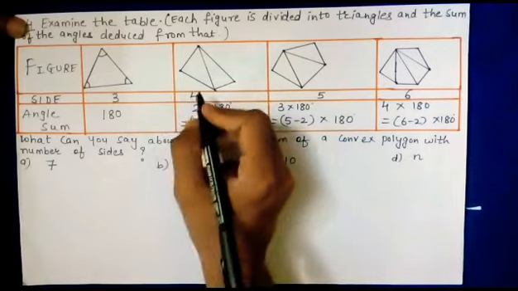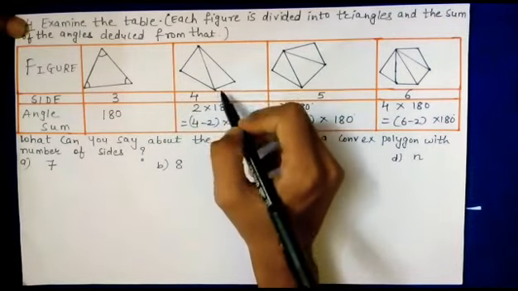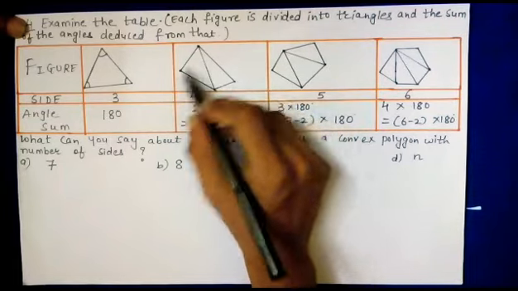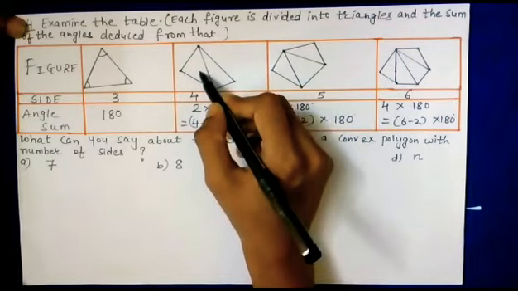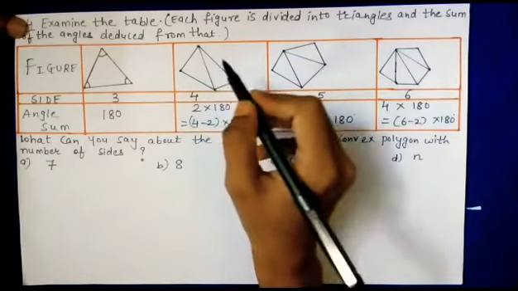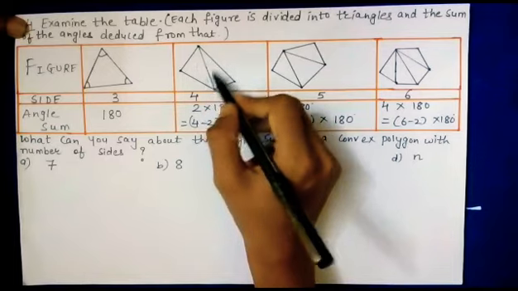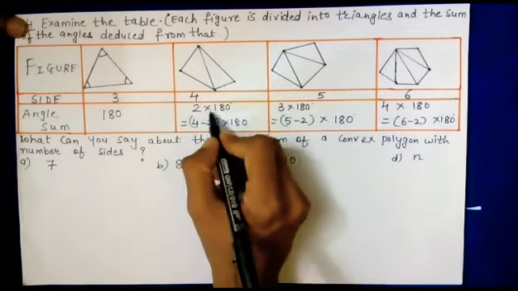Now next polygon is having how many sides? 1, 2, 3 and 4 sides. There are total 4 sides of this polygon. Now this polygon is divided into 2 triangles. So there are total 2 triangles. So what will be the total of all the angles of this polygon? So it will be 2 times 180.